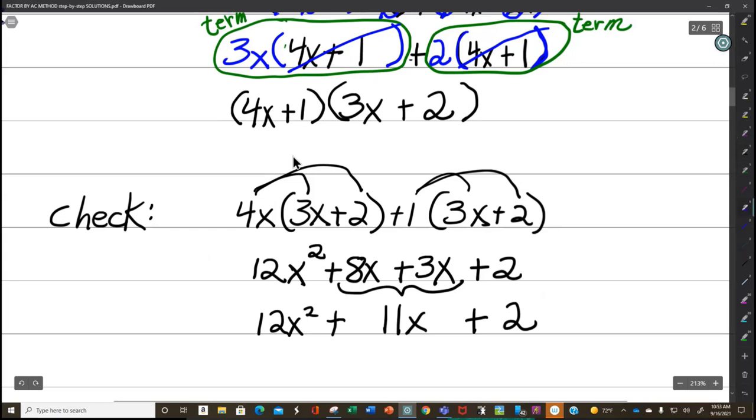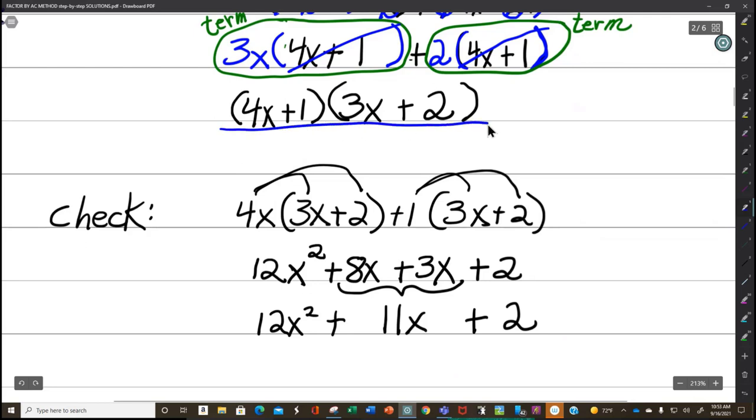So I type that in the answer box: open paren 4x plus 1, close paren, open paren 3x plus 2, close paren. So let's go back over this. The early part of it is similar to what we did yesterday, but it's not exactly what we did yesterday.